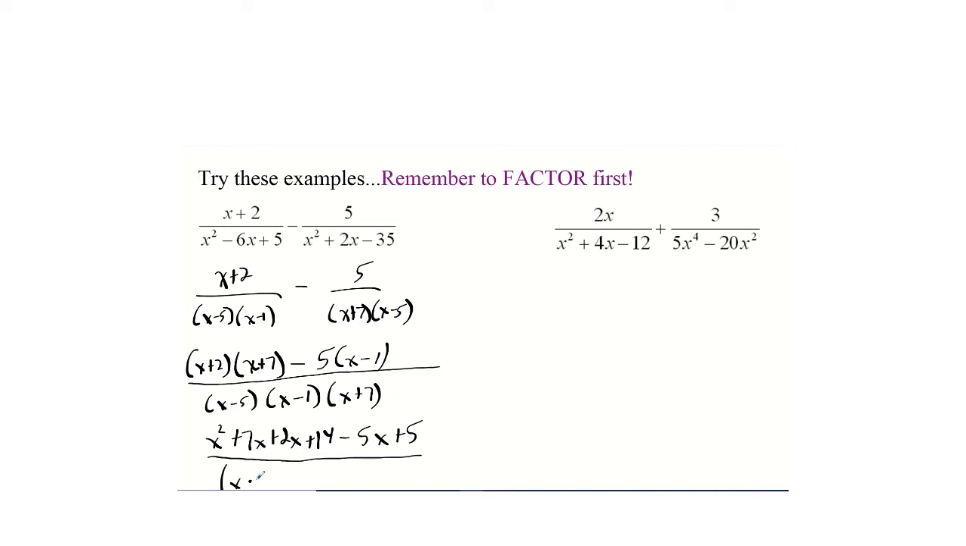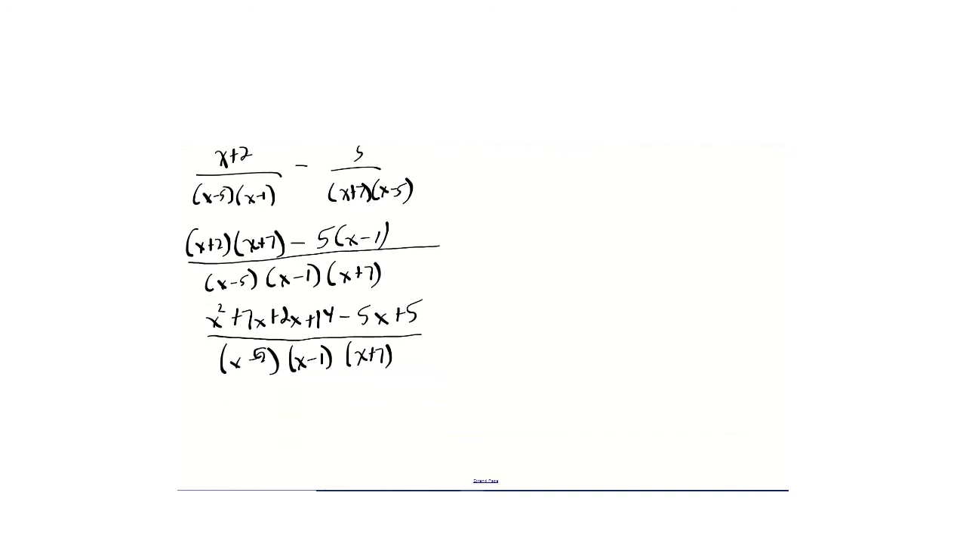Put your denominators back in: x take away 5, x take away 1, and x plus 7. Clean up the numerator and see what we've got here. X squared plus 7 plus 2, so that's 9. Take away 5, so plus 4x. 14 and 5, so plus 19, over x minus 5, x take away 1, and x plus 7.